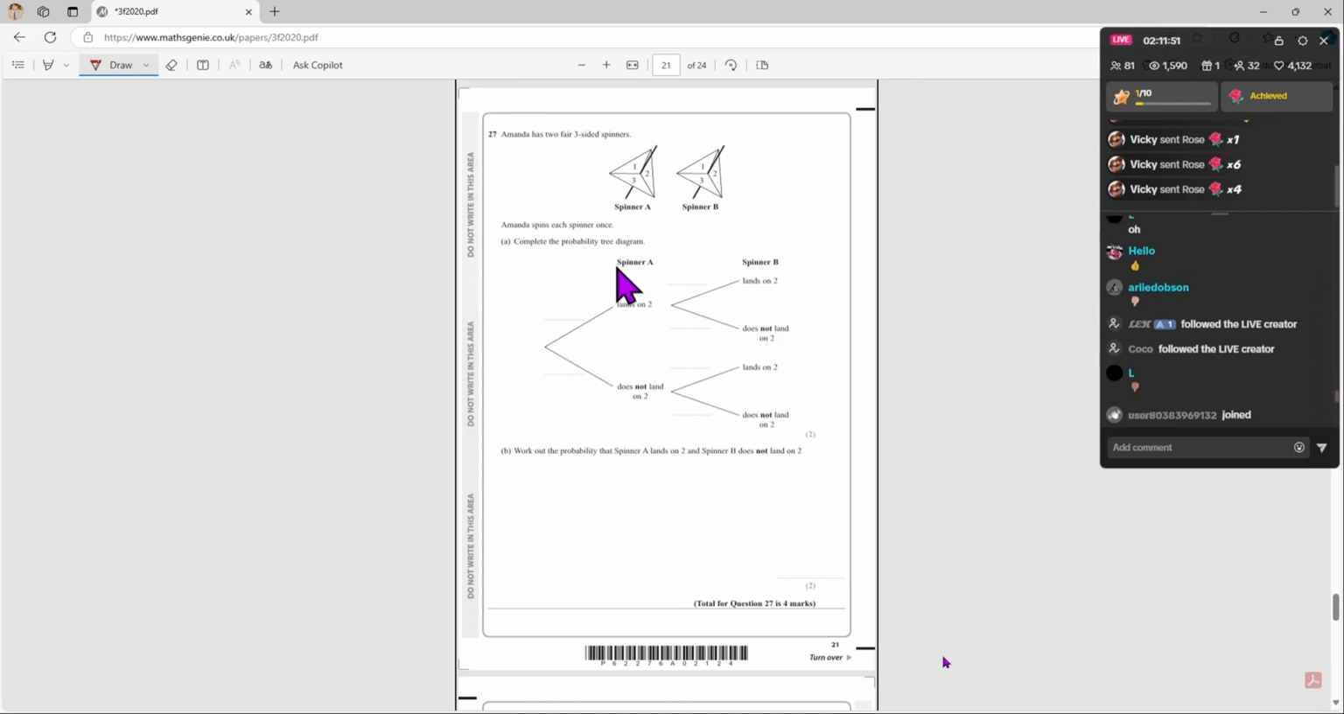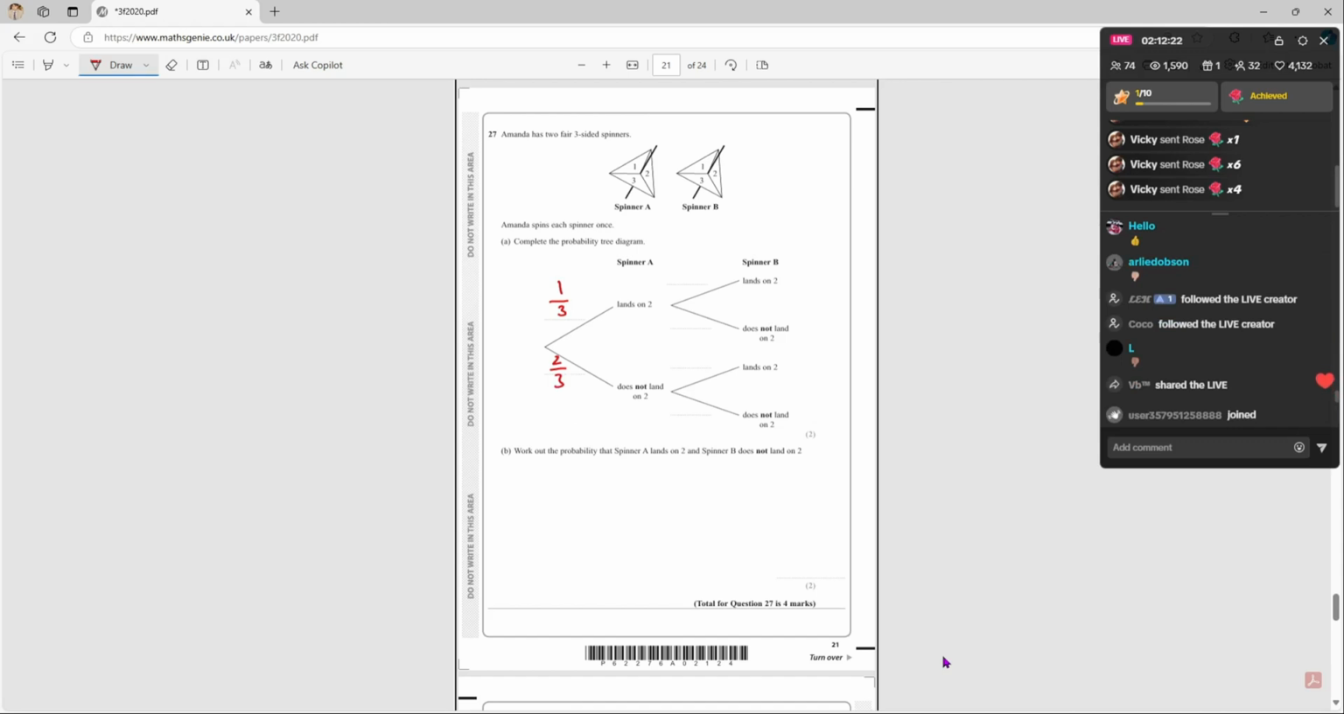So we need to work out the probability that it lands on a 2. Look at spinner A. The probability that it lands on a 2 is 1/3 because there are 3 possibilities. That's going to be our denominator, and to land on 2, it's going to be 1/3. And the probability that it does not land on 2 is going to be 2/3, okay?